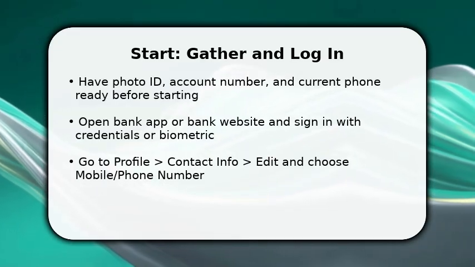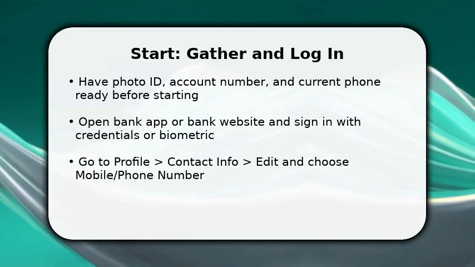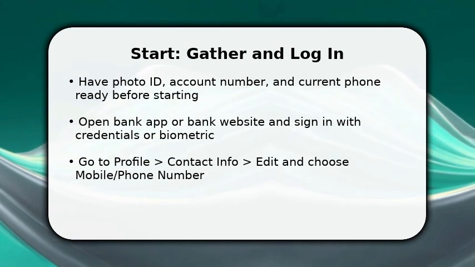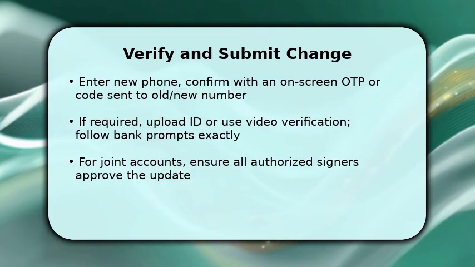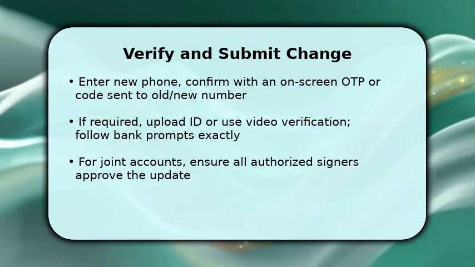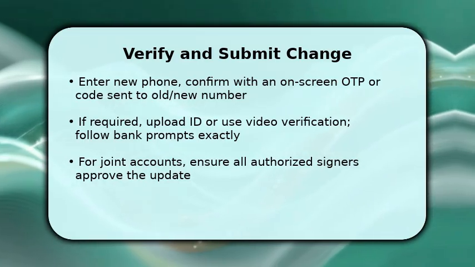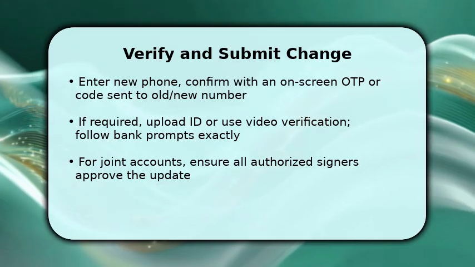You do this now to trigger the bank's verification flow. It's faster to complete the identity checks before making any changes. Once you enter the new phone number, the bank usually sends an OTP to confirm ownership. Enter that code promptly. If the bank requests additional proof, upload a clear photo of your ID or complete a brief video verification. Make sure to follow prompts exactly because mismatched info causes rejection.